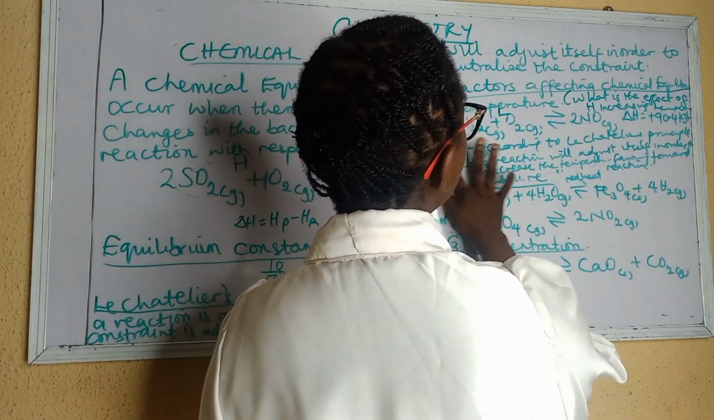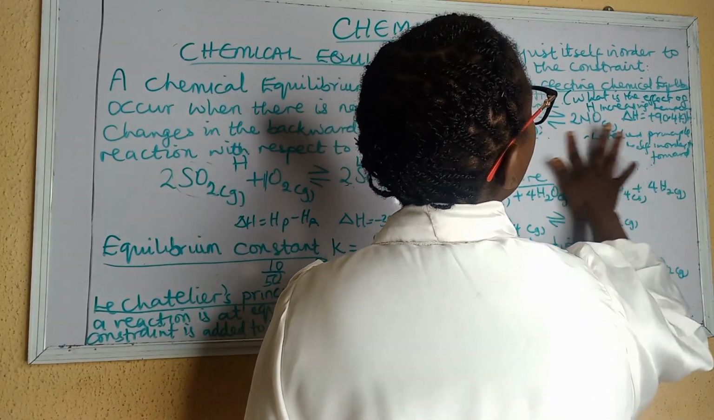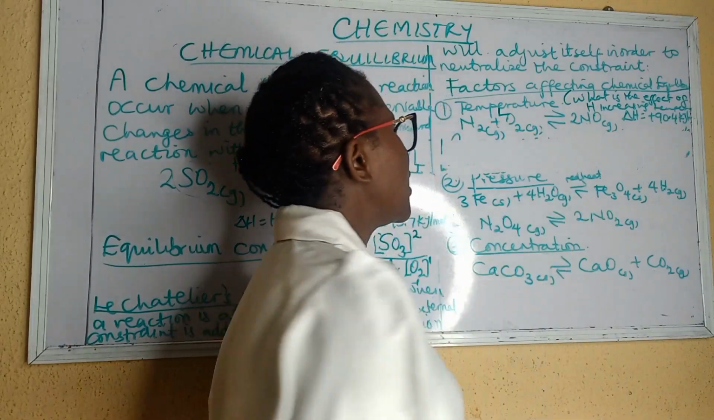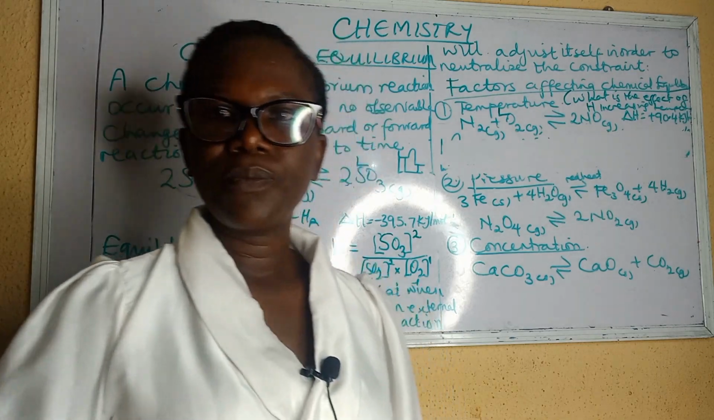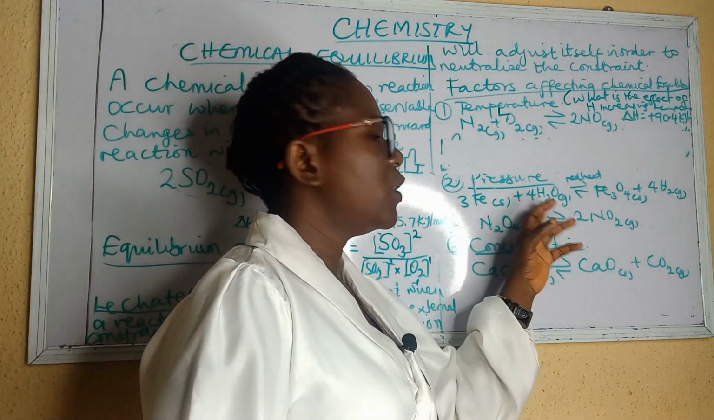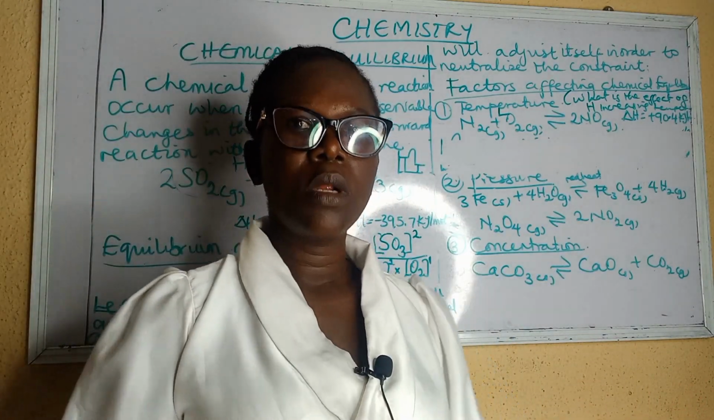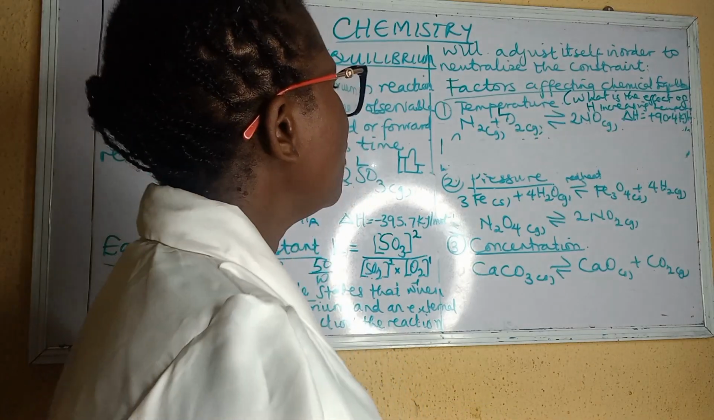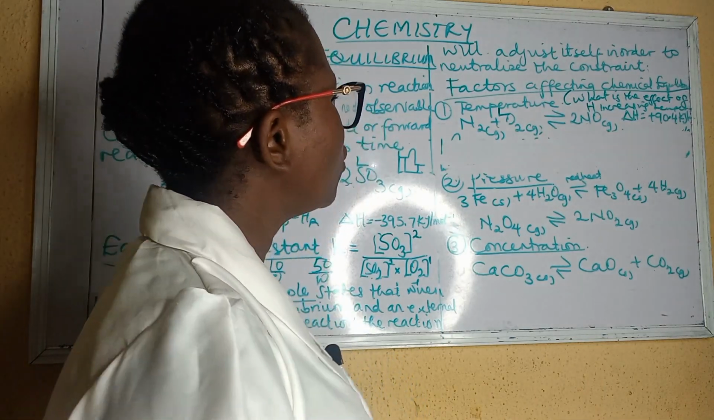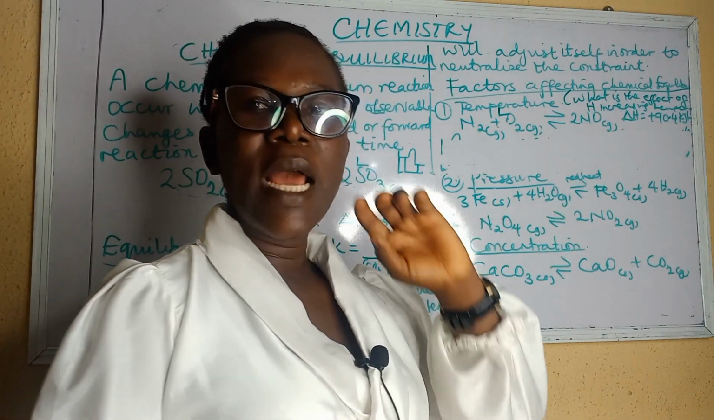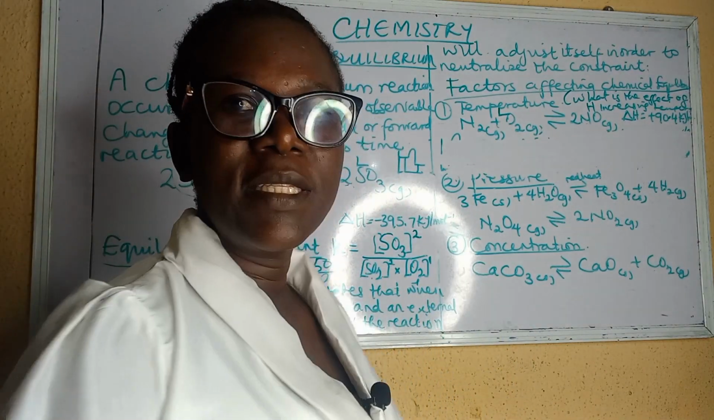Now for the effect of pressure, let me reduce the clumsiness here. Now there are some conditions for pressure to affect a chemical equilibrium. Number one, the reaction must be in gaseous form. Number two, the total number of moles of the gaseous substances on the product side and the reactant side must not be equal. They must not be equal. So if they are equal, pressure will have no effect. And in this case now, let's look at the reaction. I told you that at least one of the reactants and the products must be in gaseous form. So pressure only affects gases.